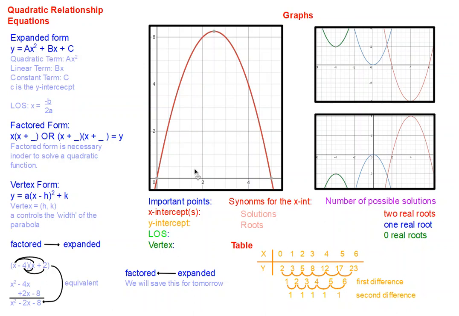The important points of a parabola are the x-intercept or intercepts, as the case may be. So there can be two x-intercepts, as is the case here, as well as the y-intercept. Now you will only have one y-intercept; every quadratic relationship will have exactly one y-intercept. LOS stands for the line of symmetry. Parabolas are symmetrical. And finally, the vertex. Now the vertex can be referred to as the maximum or the minimum, and that's why we're going to call it a vertex. And let's find the important points of this graph right here.